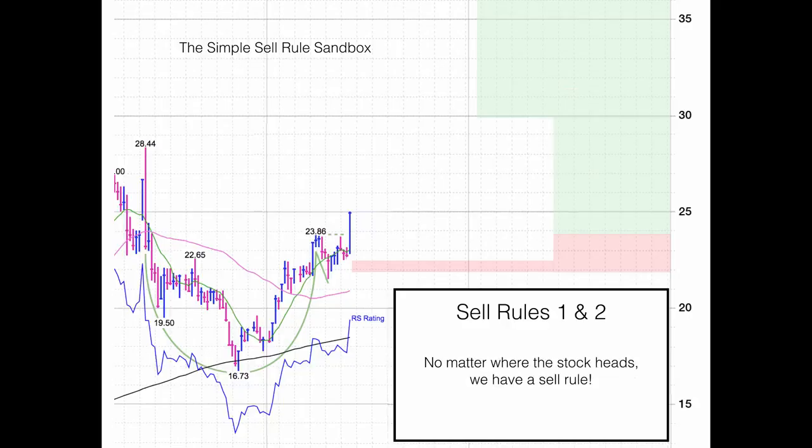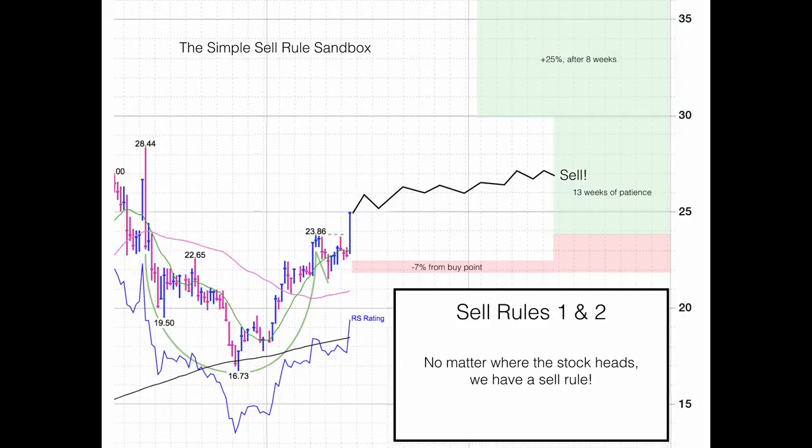No matter where the stock heads, we have a sell rule here. We've only covered sell rules 1 and 2, but we've already covered everything that can happen short of gap downs and things like that. So here we go, I'm going to show you different examples. If your stock rises well more than 25% and hits the 8-week target, sell it. It's probably going to put in a base, more than likely going to put in a base. Gets to the 25% and the 8 weeks, sell it. Takes longer than 8 weeks, but still gets to 25%, you're selling it.